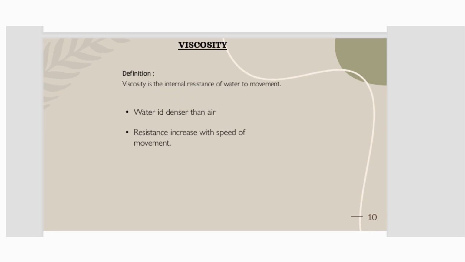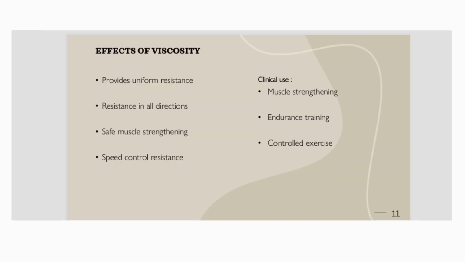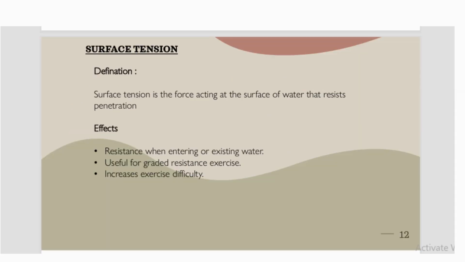For example, water is denser than air, so resistance increases with the speed of the movements. There are some effects of viscosity, like it provides uniform resistance in all directions, safe muscle strengthening, and speed control. There are some clinical uses like muscle strengthening, endurance training, and controlled exercise.